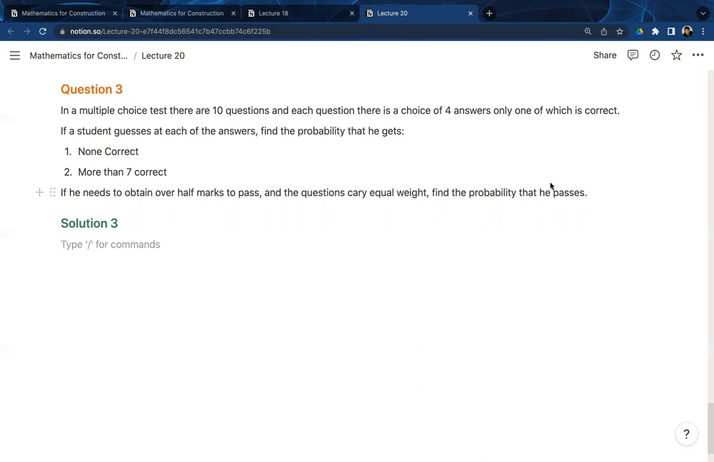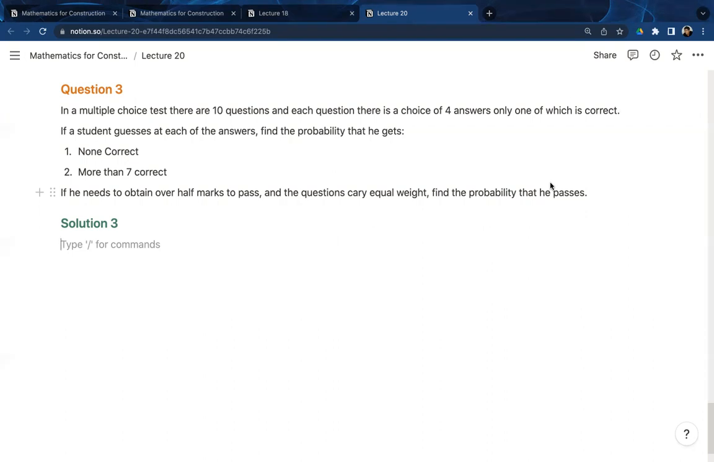So if you have 10 multiple choice questions and you have 4 answers per question, and you guess for all of those 10 questions, what's the probability you get none correct? And what's the probability you get more than 7 correct? Of course, you could generalize this to say, what's the probability you get at least 4 questions right? Or what's the probability you get exactly 2 questions wrong? You could ask all kinds of questions with this, right?